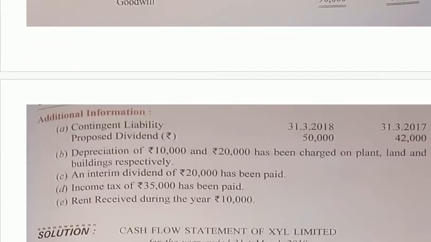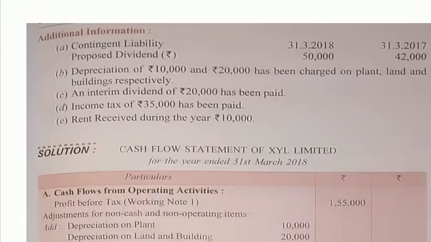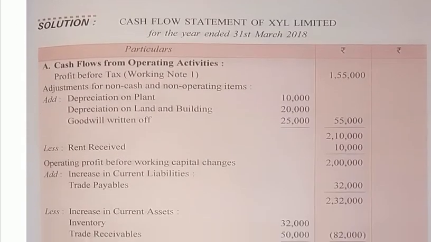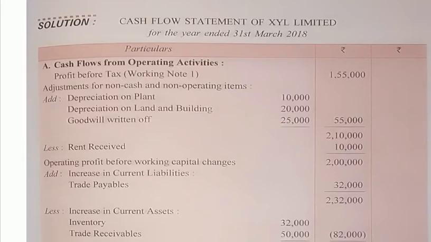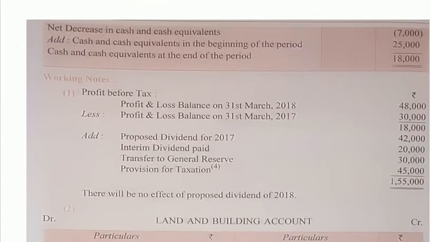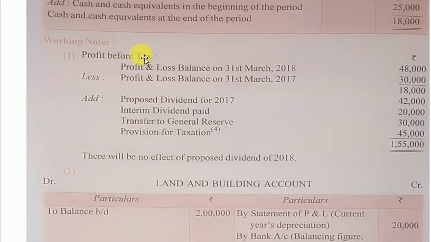Now let us see our cash flow statement for this question. So children, if you relate to the question, the first thing is profit before tax, and profit before tax has been done in the working notes. So if we see the working notes in the profit before tax calculation, this is the starting point where the previous year profit, that is 2017 profit, is 30,000, and the current year 2018 profit is 48,000. So the net profit for the year is 18,000.